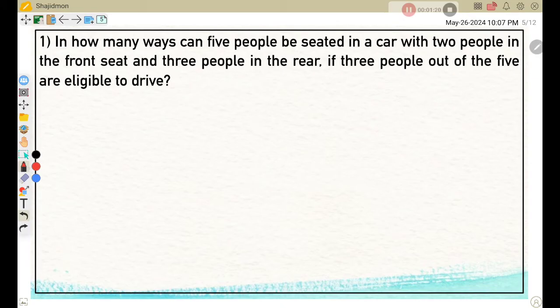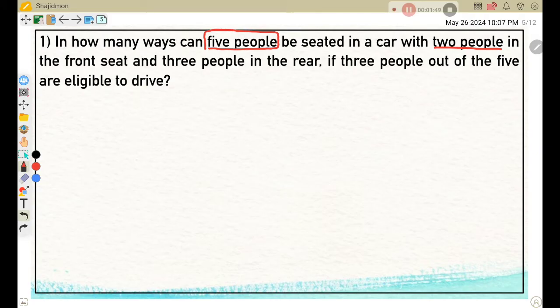We'll go to the first question. Question number 1. In how many ways can 5 people be seated in a car with 2 people in the front seat and 3 people in the rear, if 3 people out of the 5 are eligible to drive? So this is the question here.